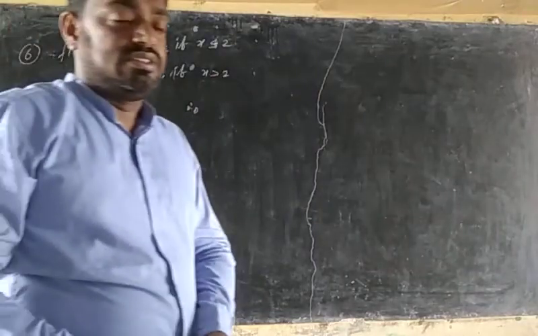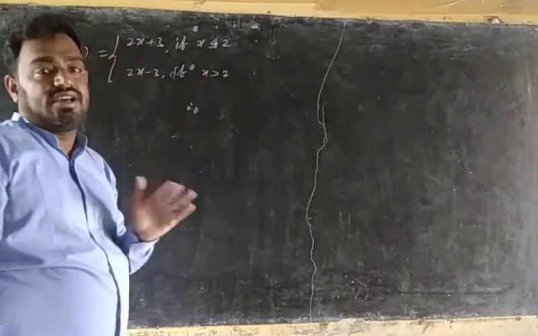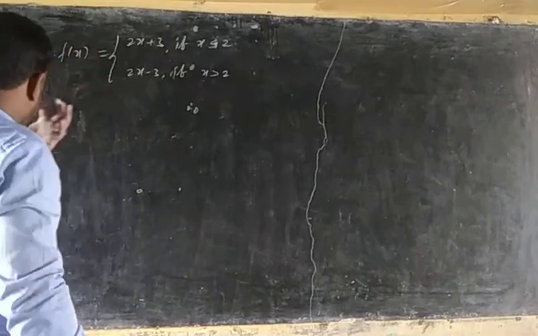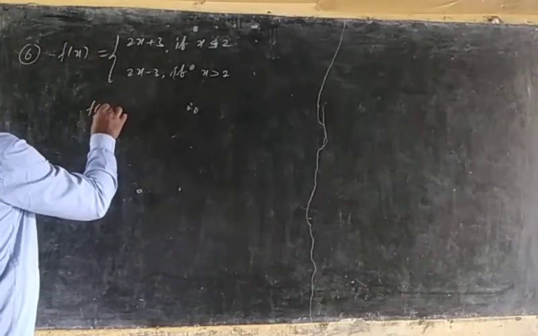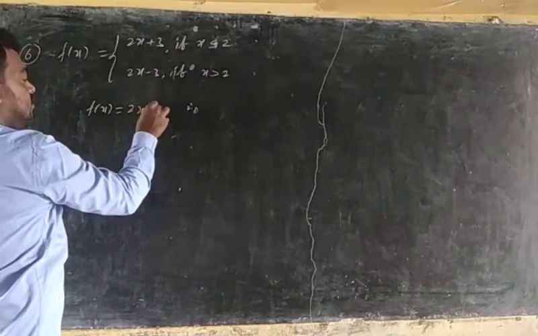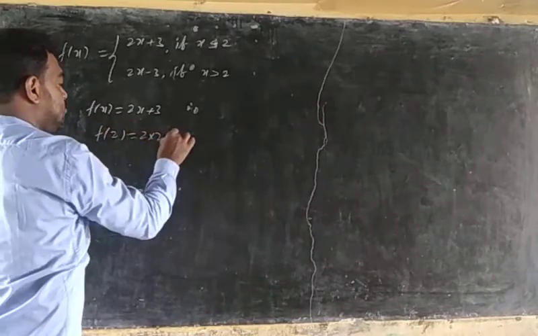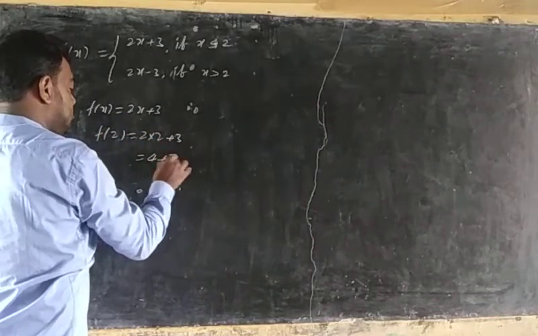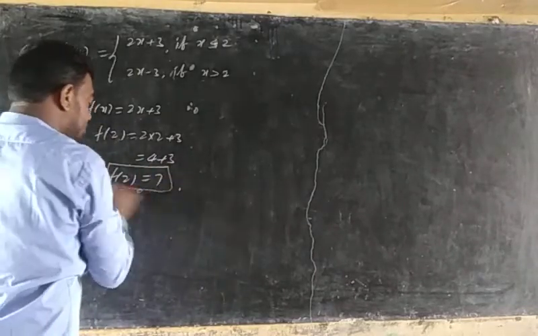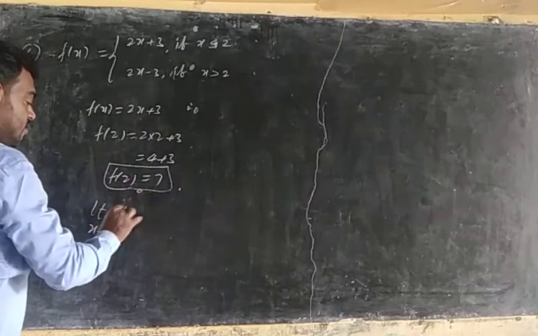So for this function, at x equals 2, we need to discuss the discontinuity of the function. At x equals 2, the function is 2x plus 3. Then you find f of 2. F of 2 is equal to 2 into 2 plus 3, 4 plus 3, 7. F of 2 is 7. Next, limit x tends to 2 minus of f of x.